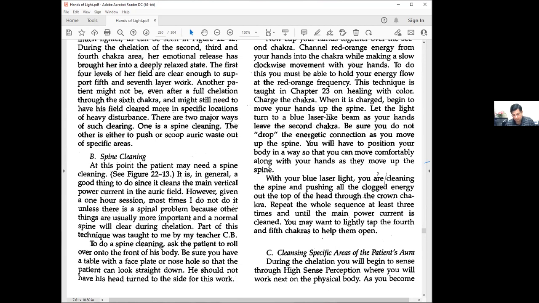Repeat the whole sequence at least 3 times and until the main power current is cleaned. You may want to lightly tap the 4th and 5th chakras to help them open.